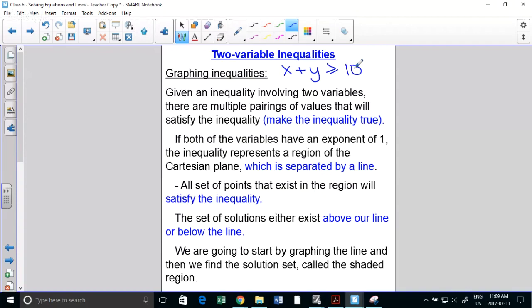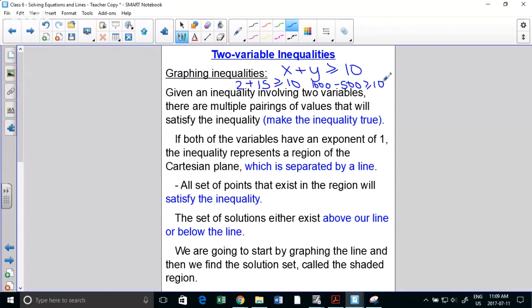If I'm picking x's and y's, I could pick x is 2, y is 15, because that's greater than or equal to 10. Or I could pick x is 1,000 and y is negative 500, because that's still greater than or equal to 10. Now my question is, how do I find which solutions I use?